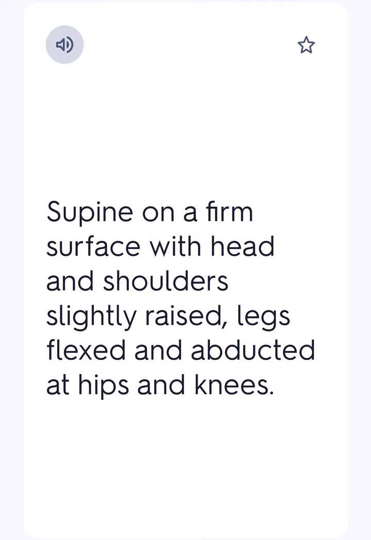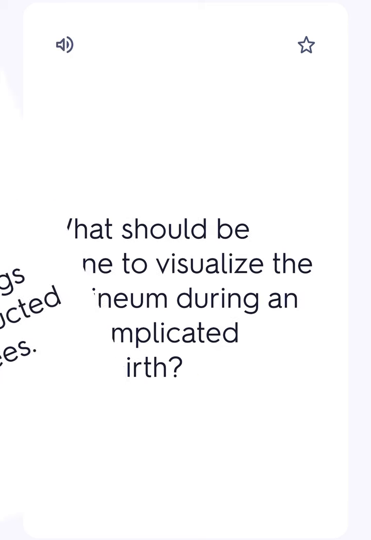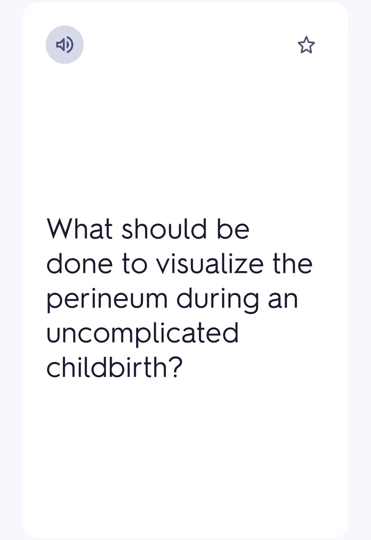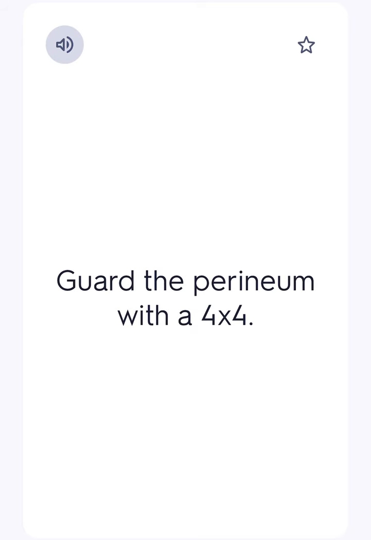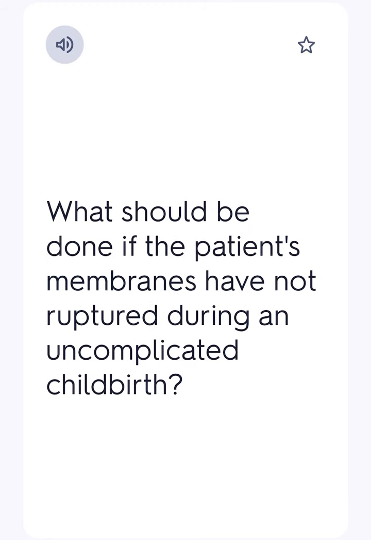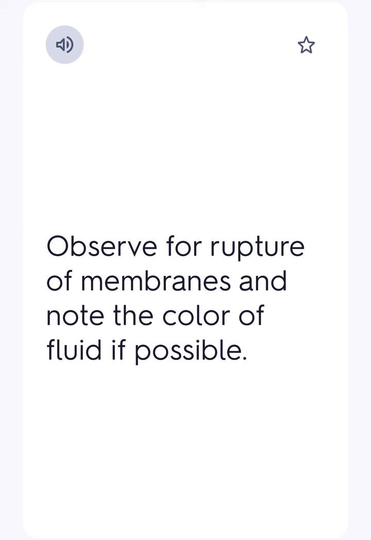Supine on a firm surface with head and shoulders slightly raised, legs flexed and abducted at hips and knees. What should be done to visualize the perineum during an uncomplicated childbirth? Guard the perineum with a 4x4. What should be done if the patient's membranes have not ruptured during an uncomplicated childbirth? Observe for rupture of membranes and note the color of fluid if possible.